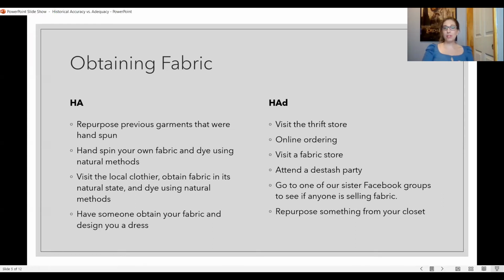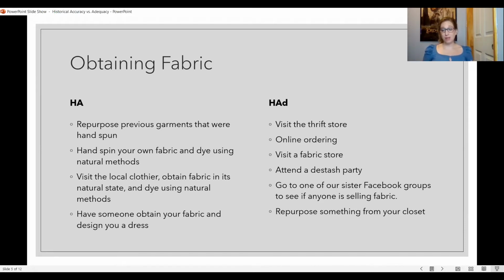I am not going to take the time to hand spin my fabric personally. If that's something that you enjoy doing, there are some people who do that, they sit and they hand spin their trim or they hand spin their wool. And I think that is spectacular. And that sounds like a lot of fun. I just don't have time for it right now, which is why I buy my trims. But that is a difference between historically accurate versus historically adequate.